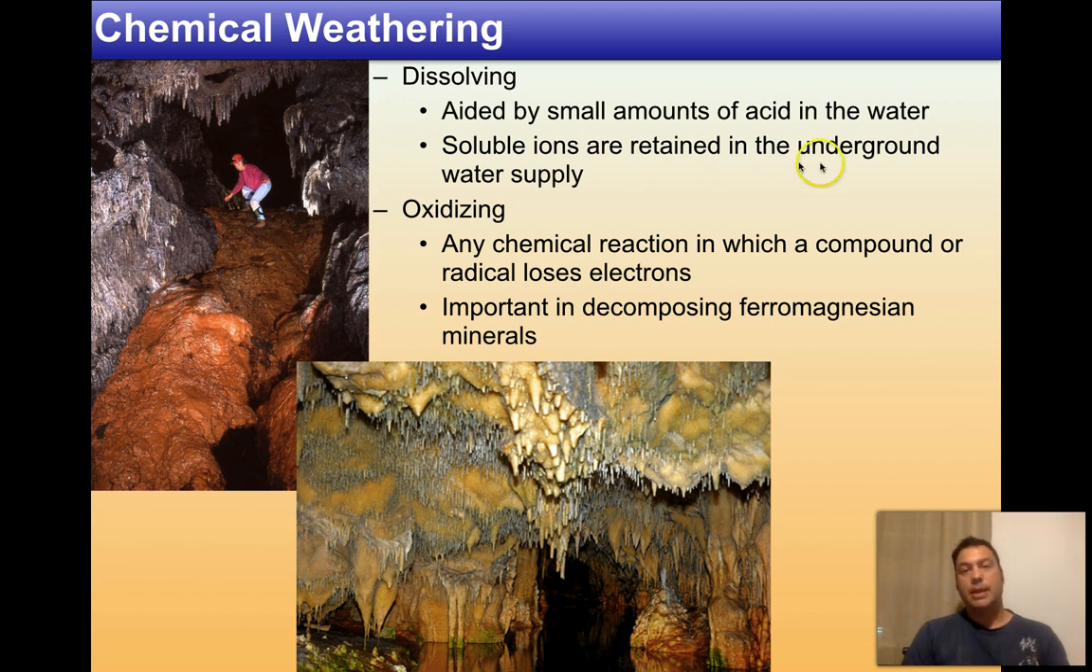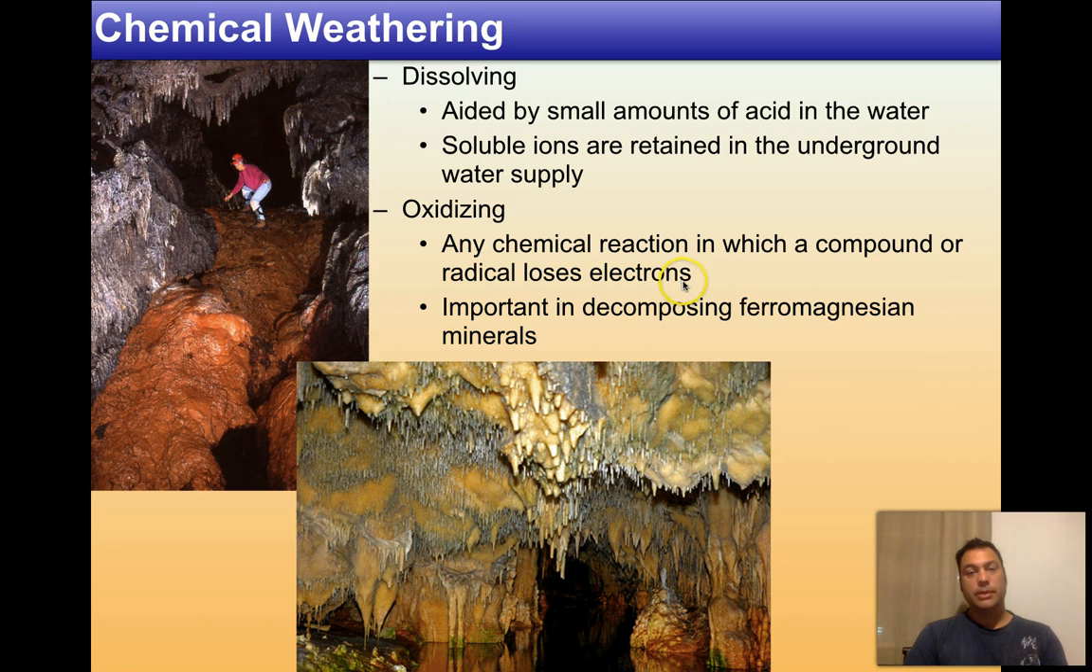Soluble ions are retained in the underground water supply. So those minerals that our drinking water is so famous for, they remain in the groundwater. And they could be there for many, many centuries. The other way is through oxidation. That's the bringing of oxygen into the situation. There's an exchange of electrons that brings this about. An oxidizing reaction is any chemical reaction in which a compound or radical loses electrons, okay?